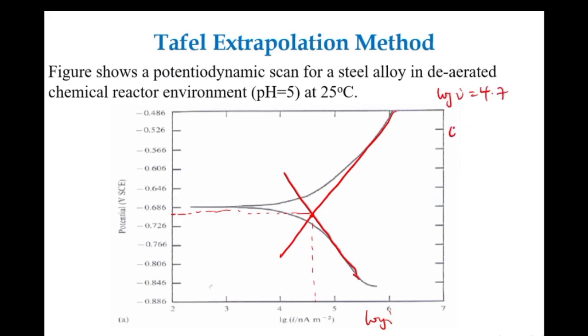So what will be I? I is equal to 10 exponent positive 4.7, which is the I corr. That will give us our I, which is the I corr. And our E corr can be measured from here. Are you getting it? That's it.